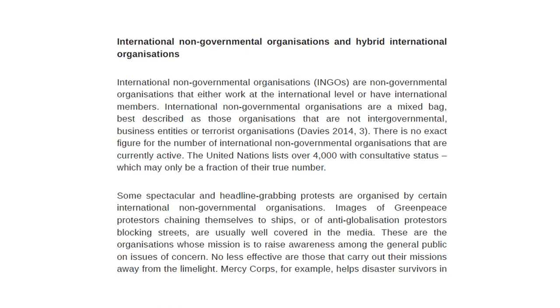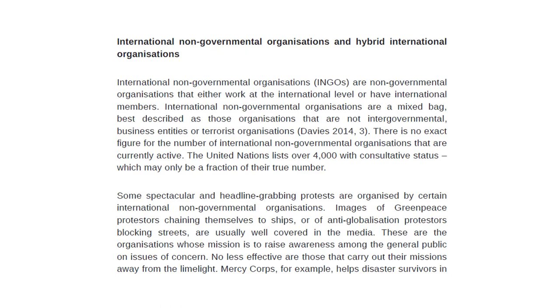And in the bottom of the page, some spectacular and headline-grabbing protests are organized by international non-governmental organizations. Again, this means they don't belong to a government. Images of Greenpeace protesters chaining themselves to ships, or of anti-globalization protesters blocking streets, are usually well covered in the media. So there you go.